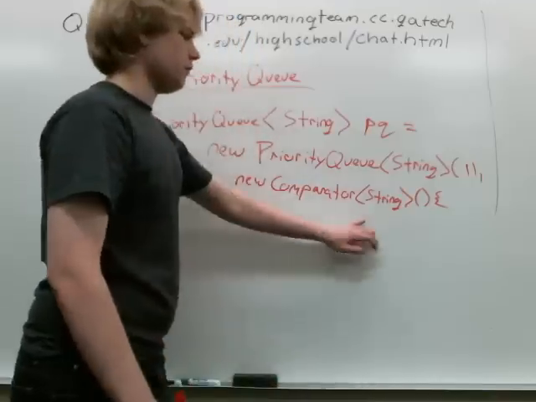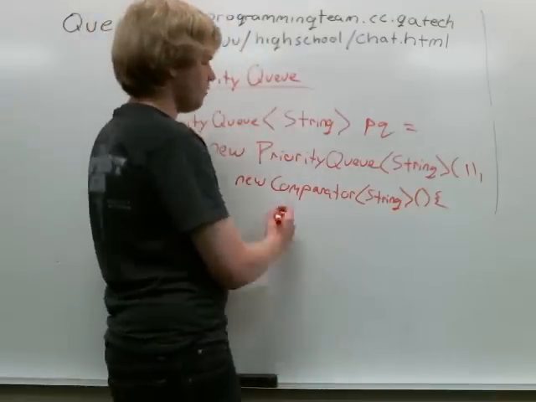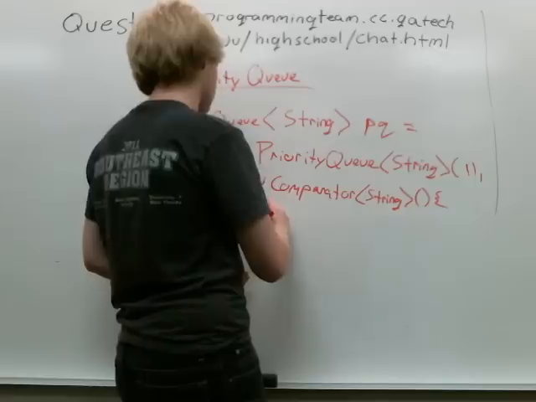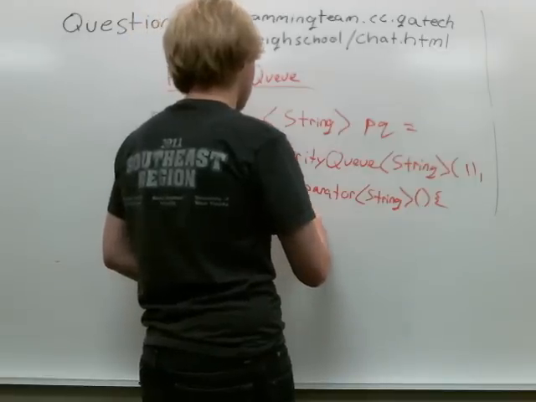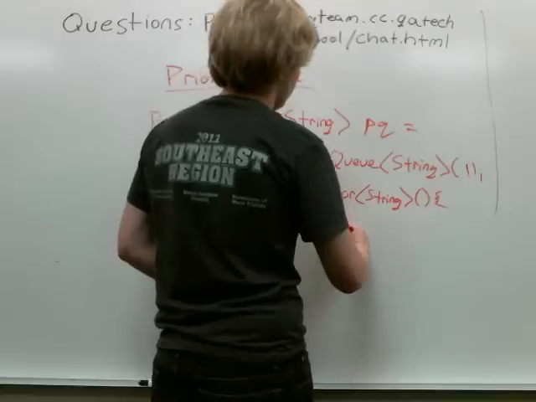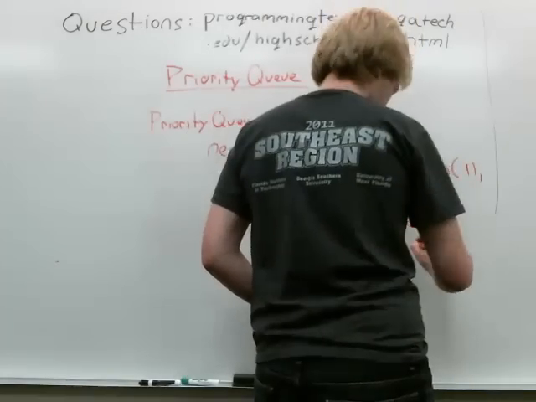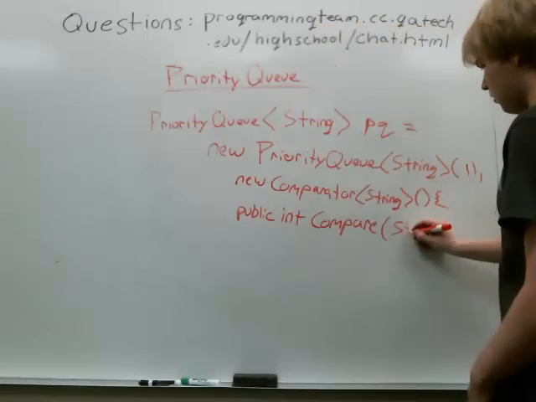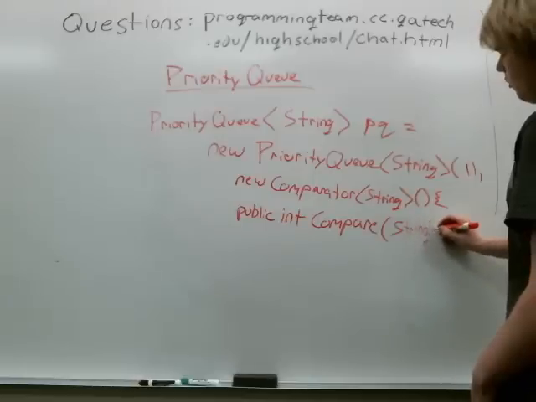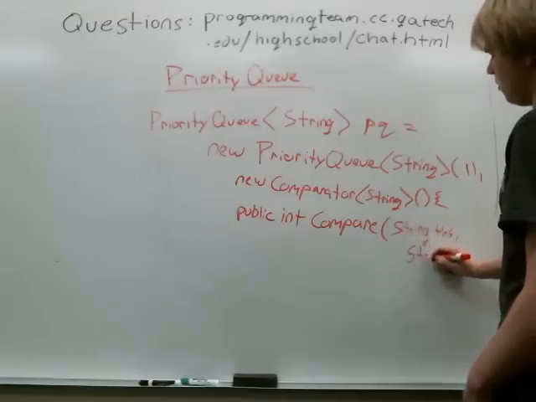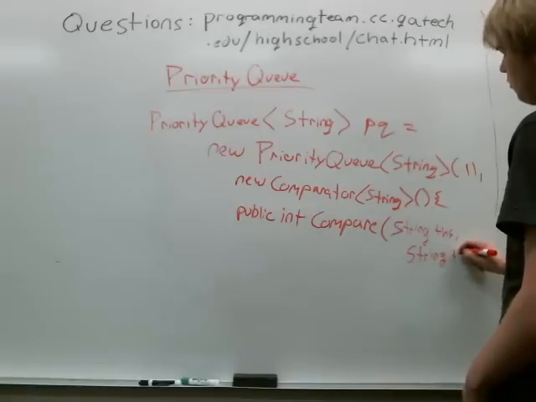So a new comparator of strings, and then we have to implement this compare to method again, or compare method rather. Public int compare, string this, string that.